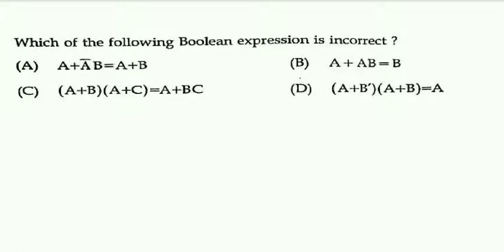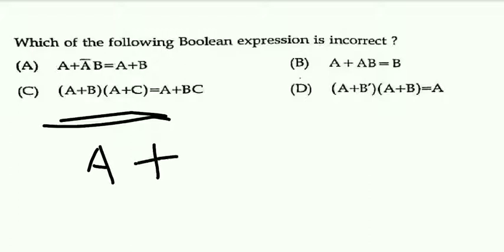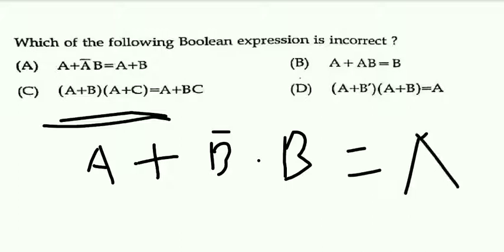So we have to check d and b. D, let us see, a plus b bar into a plus b. Again use this property, a plus b bar into a plus b, a plus, instead of bc we are having b dash into b. So b dash into b is 0. So what we get is a only. So this is also right. So what is the wrong answer? The wrong answer is B. So option B is the correct one, because they ask which expression is wrong. Out of these 4, this is wrong.